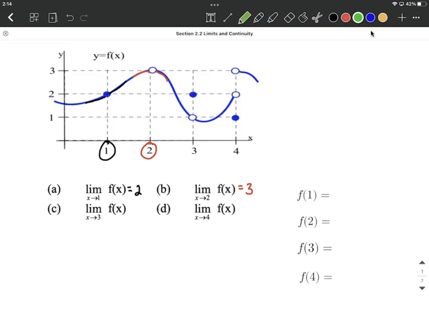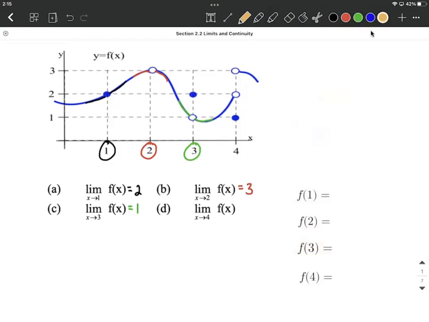All right, next up, let's look at the limit as x approaches 3. So looking at 3 here, we're going to trace in from the left side, trace in from the right side on this graph. Now that point's not there at 1, but this approaches a y value of 1 for the limit. The limit is not dependent on where that point actually is on the graph.